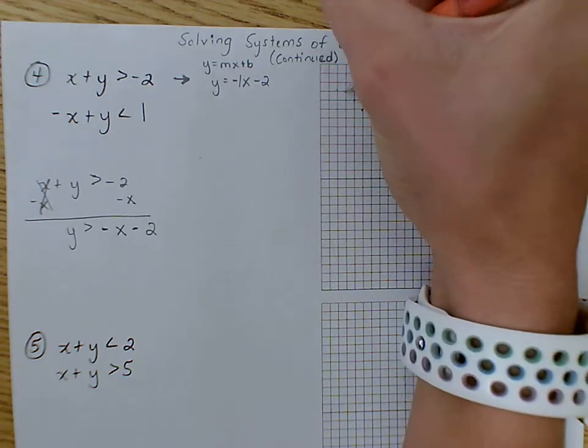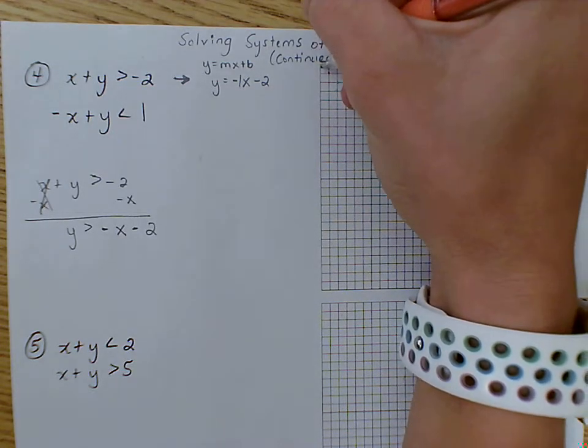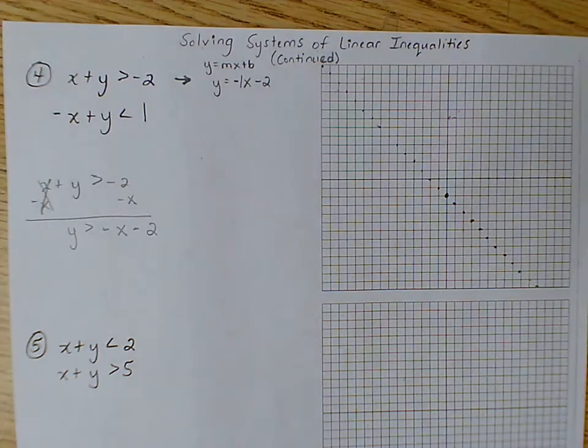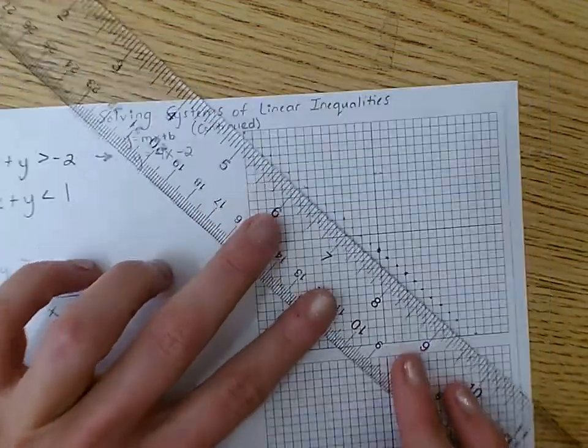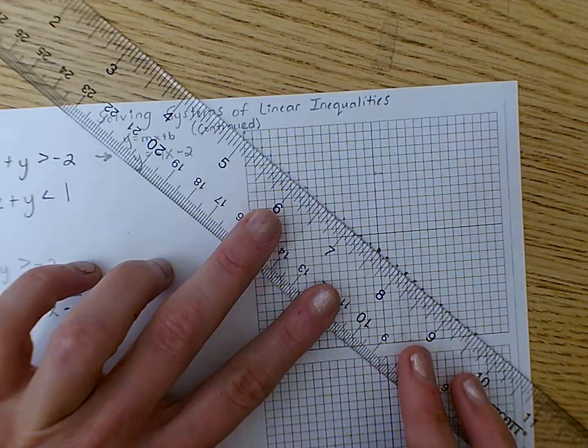And then once you get your points, you can either use a ruler or you can use just the edge of a sheet of paper if you need to. I'm going to see if I can find a ruler here. There we go. And you connect your dots. So don't forget to connect your dots. So let me see if I can connect these.